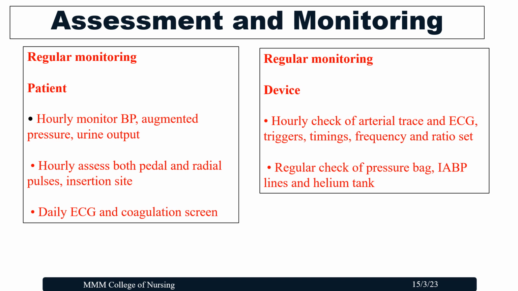So, in assessment and monitoring, after immediate care, the regular monitoring of the patient should include hourly monitoring of BP, augmented pressure, and the urine output of the patient. Hourly, we should assess both pedal and radial pulses and the insertion site. And daily, we should take an ECG, which should be attached to the flow chart, and the coagulation study should be conducted. Regular monitoring of the device includes hourly checks of the arterial trace, ECG triggers, timing, frequency and the ratio set, and a regular check of the pressure bag, IABP lines and the helium tank.